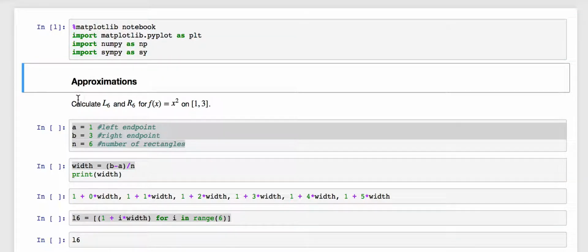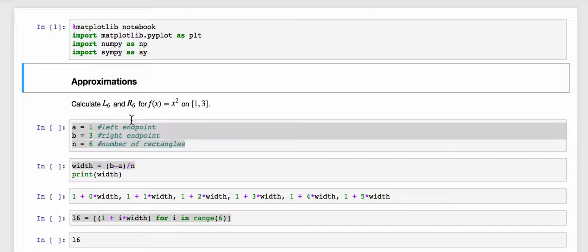Now, here's the first problem. We want to calculate the left-hand endpoints and right-hand endpoints for f of x equals x squared on this interval from 1 to 3. So all the important pieces are here. There's going to be 6 rectangles. This is what we're going to use to find the height of those rectangles, this function x squared, and they're going to be placed between 1 and 3, equally spaced.